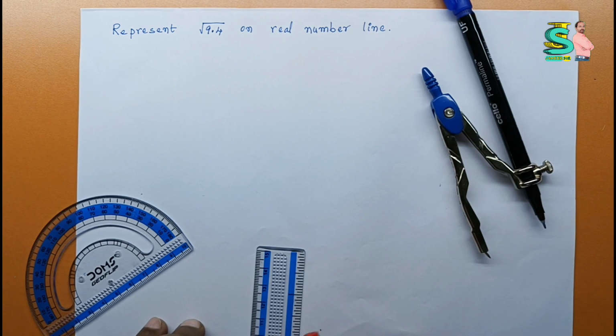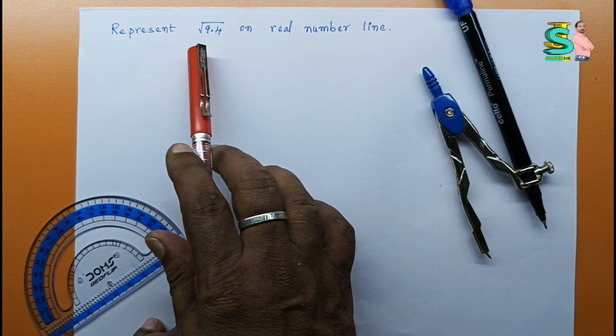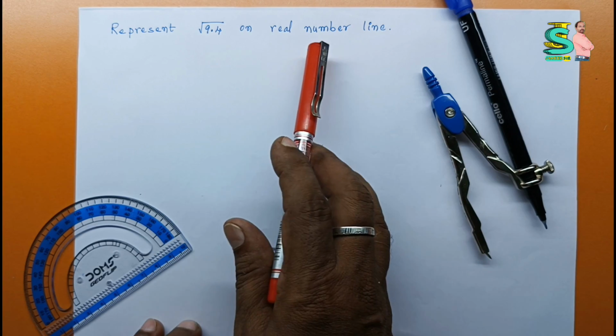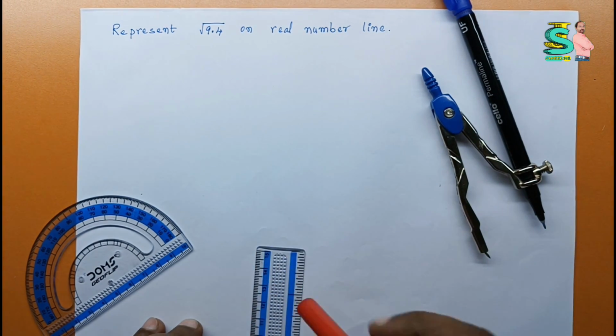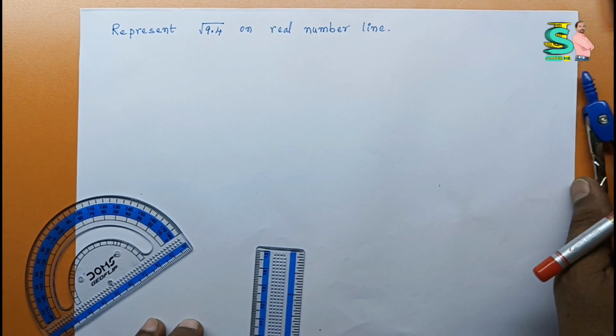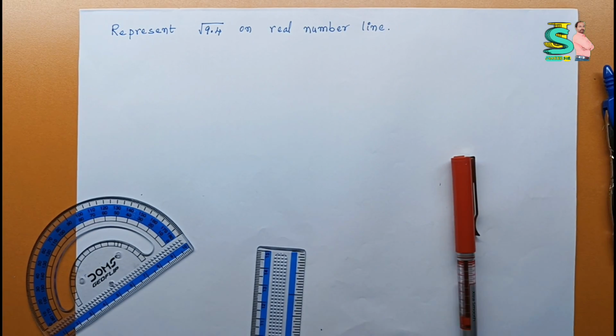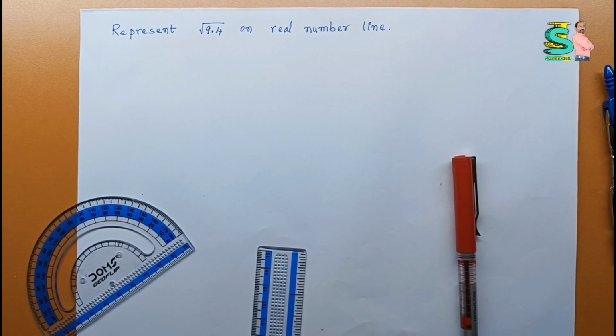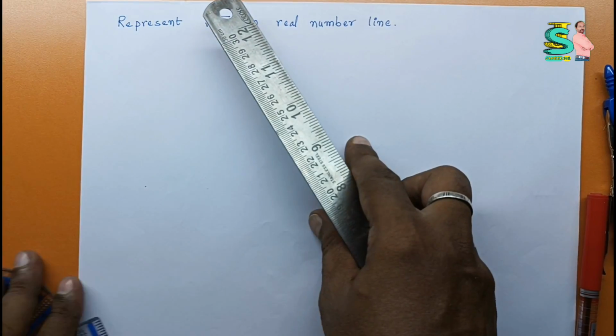Today I am going to explain how to locate root 9.4 on the number line. Okay? For this, first you should draw one number line, means one line first.